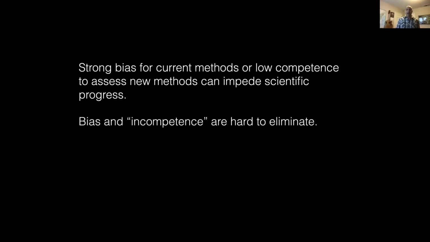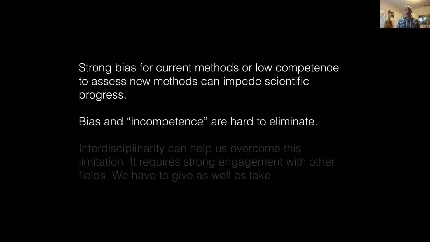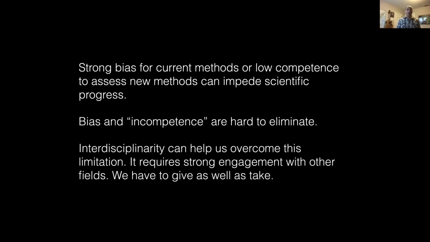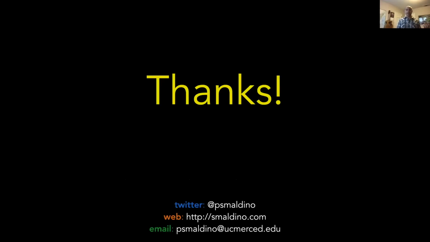Okay, so to wrap up, strong bias for current methods or low competence to assess new methods can impede scientific progress. Bias and incompetence are hard to eliminate. Interdisciplinarity can help us overcome this limitation, right? But it doesn't require strong engagement with other fields, and we have to give as well as take. So that's it. Thanks.